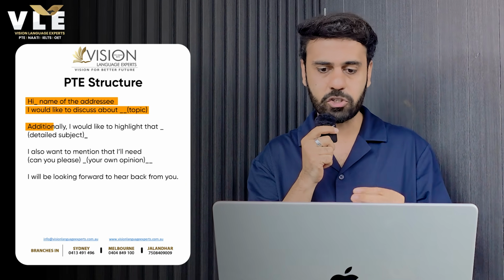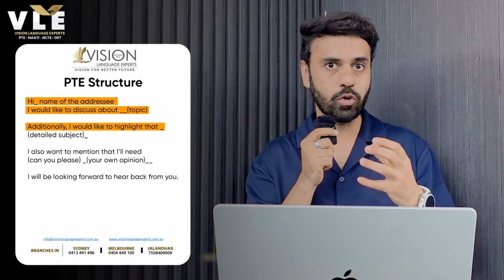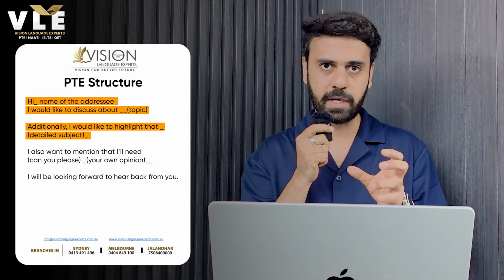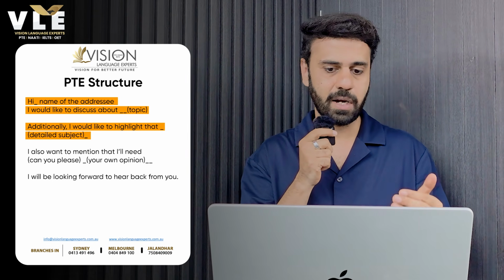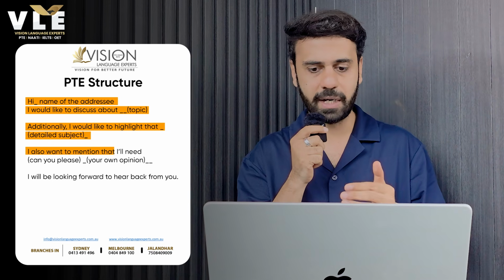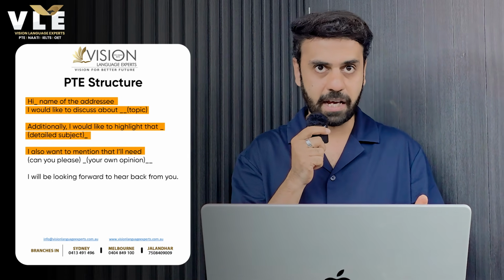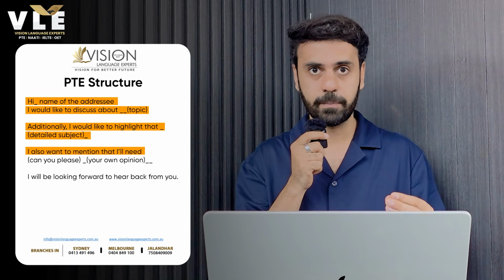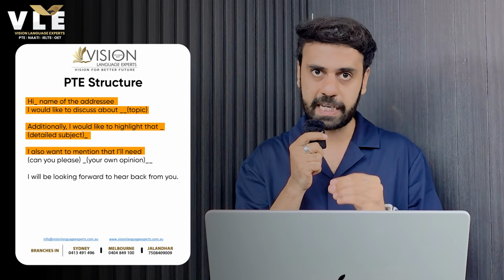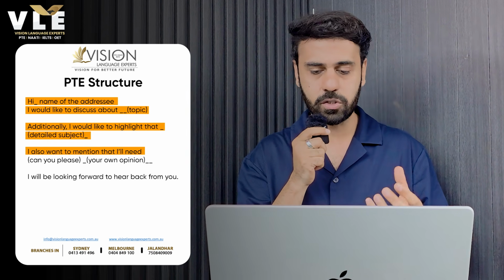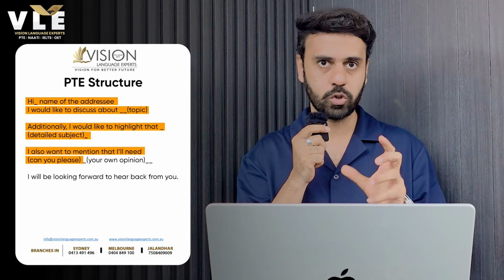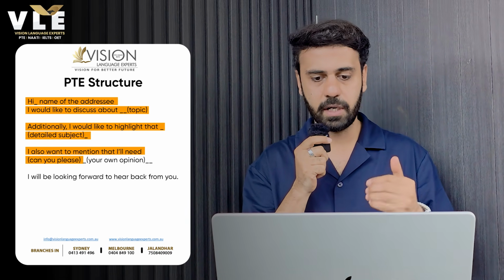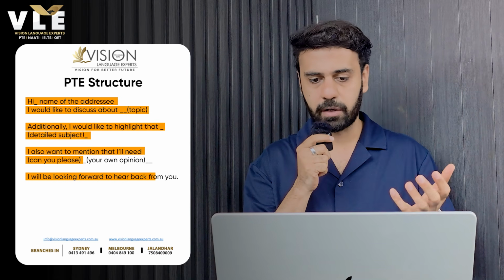Then you will say, "Additionally, I would like to highlight that," and over here it would be the detailed subject. So paraphrase it if it's needed, otherwise just pick it from the prompt itself. Then, "I would also like to mention that I will need dash." Over here, if it is something which you need to enforce, that's where you will say "I will need." If it is a polite request, you would say "can you please." So you can interchange it. Then in the last you would say, "I will be looking forward to hear back from you."